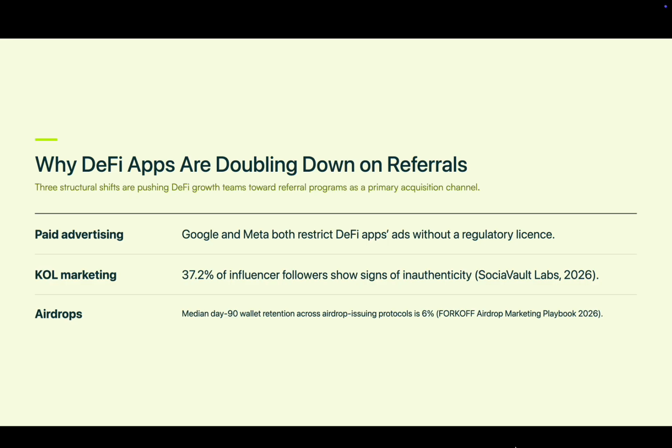Paid acquisition is constrained by advertising policies and licensing requirements. KOL marketing can provide reach, but nearly 40% of influencer followers show signs of inauthenticity, so follower quality and attribution can be hard to verify. And airdrops can generate large numbers of wallets, but median day 90 retention across airdrop issuing protocols sits around 6%, so they don't necessarily produce durable users.